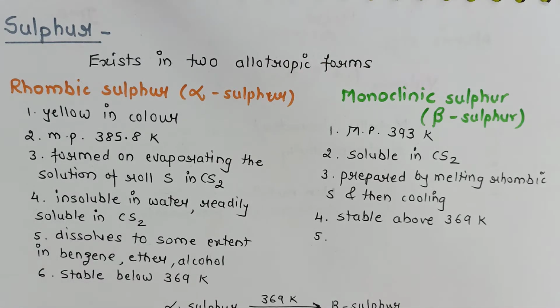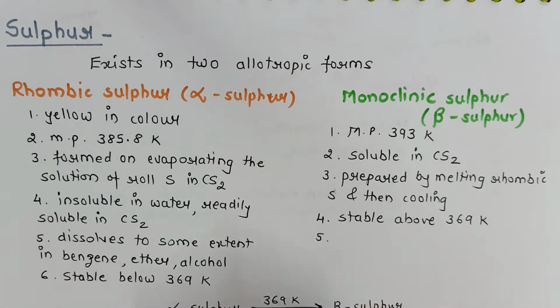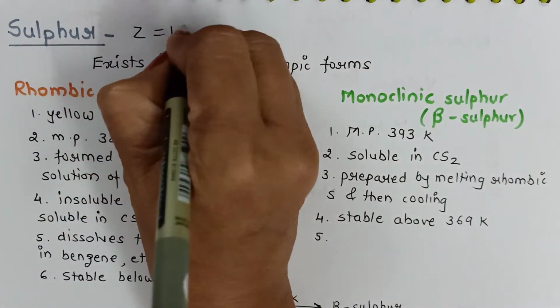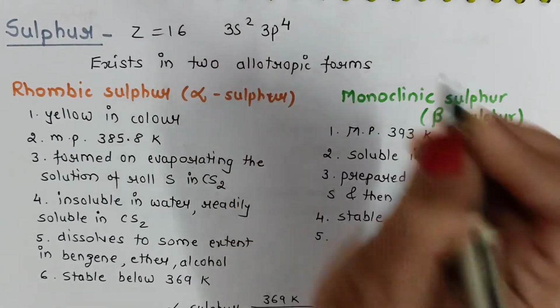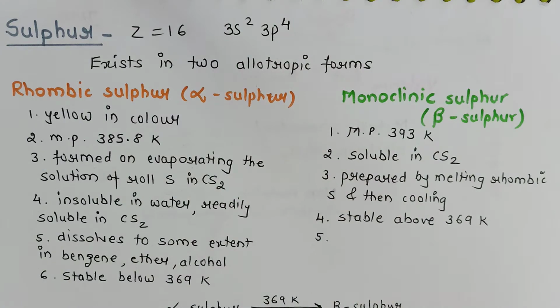Hello students, in today's video we will be discussing sulfur and its compounds. Sulfur has atomic number 16 and its outermost configuration is 3s2 3p4. Sulfur exists in two allotropic forms.